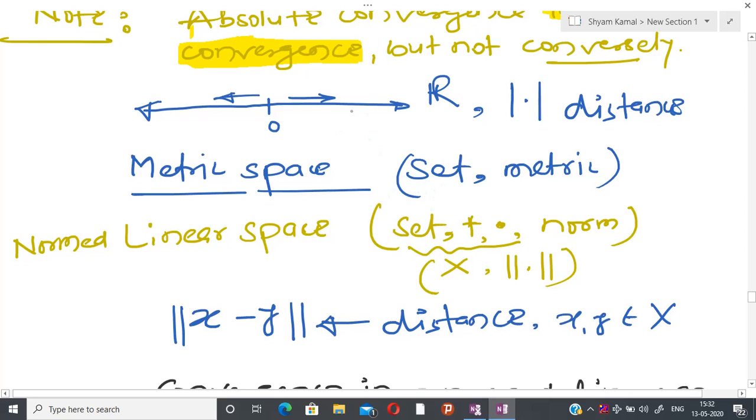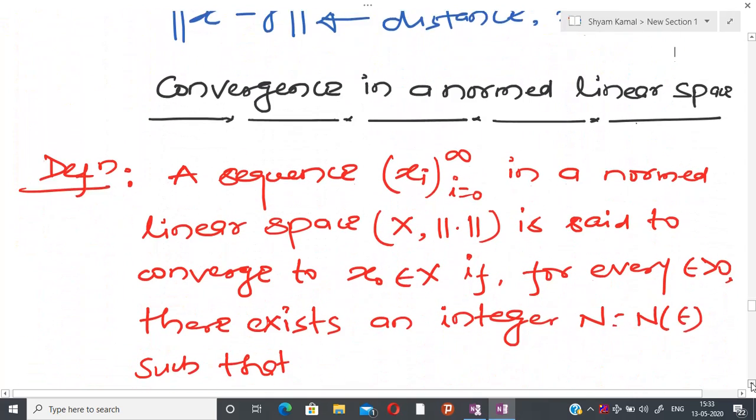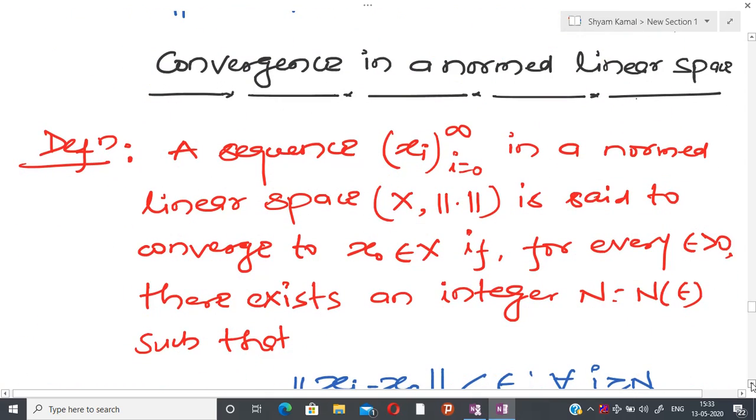So now whatever result I'm going to talk about, you can think of it in terms of a non-linear space or a metric space. If you have to talk in terms of a metric space, then you can just remove these two operations and replace the norm by the metric. The same result, or the same kind of definition, is going to hold. So now let us talk about convergence in a non-linear space, because this space is quite useful for application purposes.